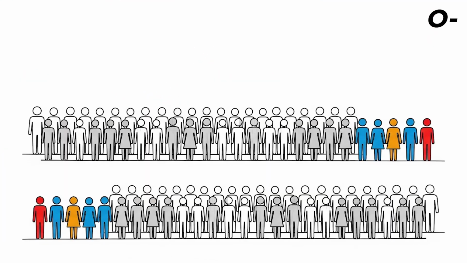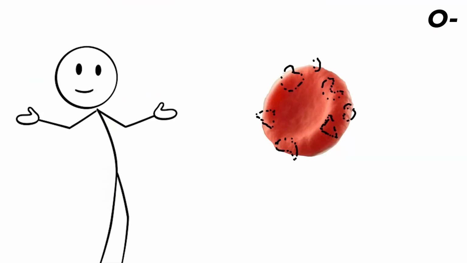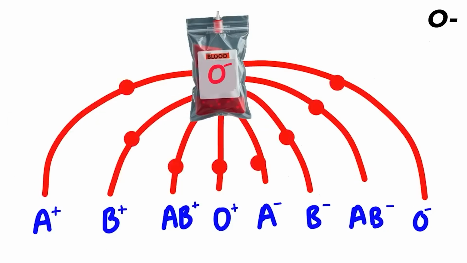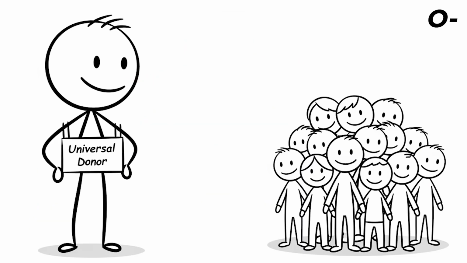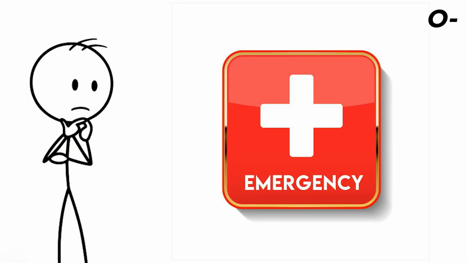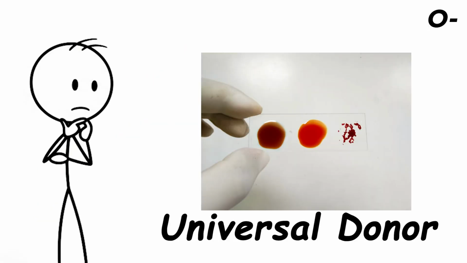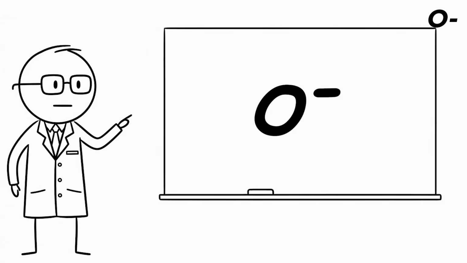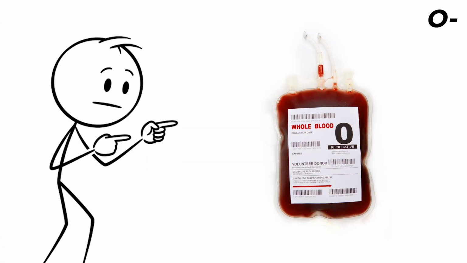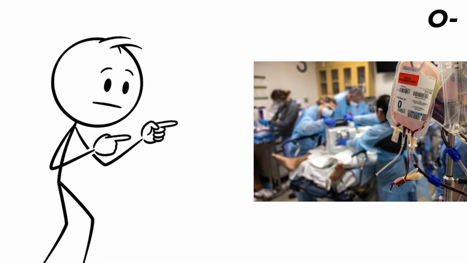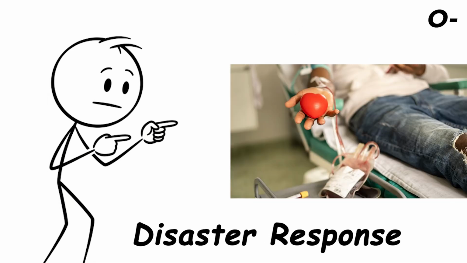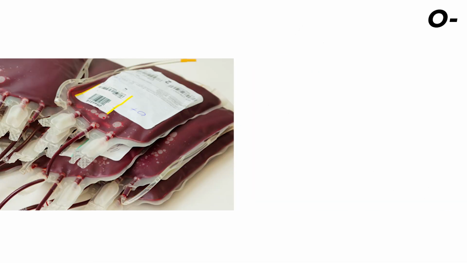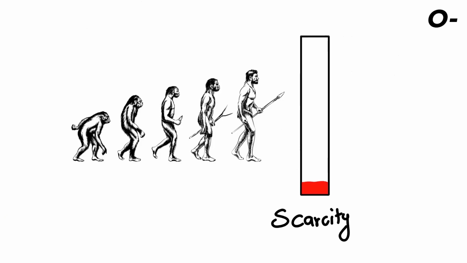O-negative is carried by just 7% of people. It lacks all primary antigens, allowing O-negative red cells to be transfused to any patient regardless of blood type and earning it the title of universal donor. In emergencies where blood typing cannot be determined, O-negative is used first, often saving lives. O-negative blood's rarity makes these donors essential for trauma care and disaster response, and blood banks prioritize this type in supply management. The scarcity of O-negative reflects genetic uniqueness.